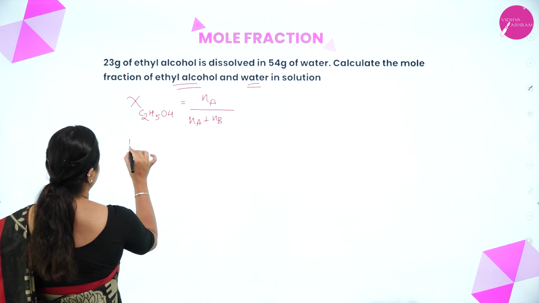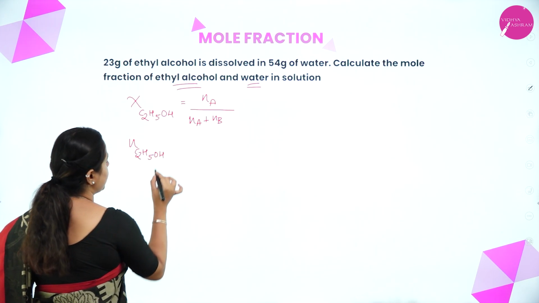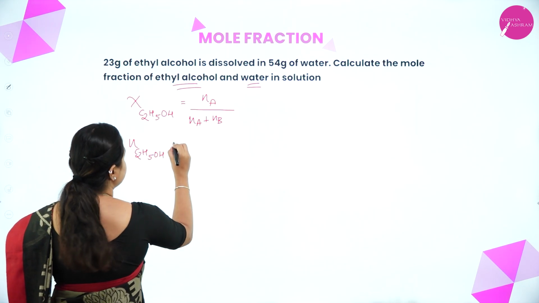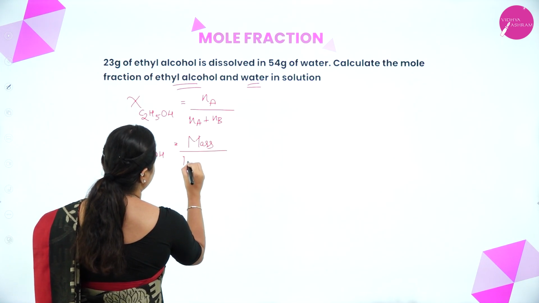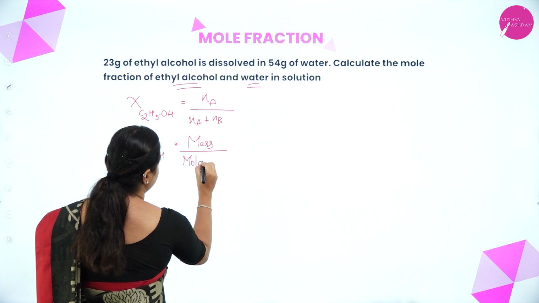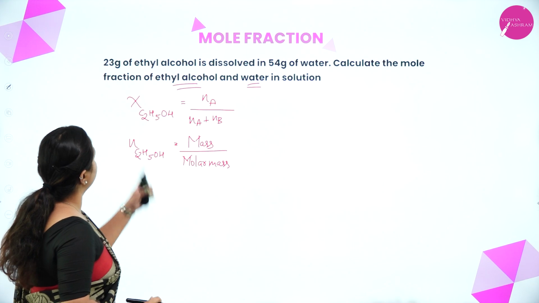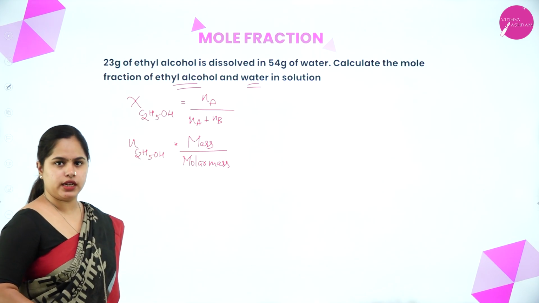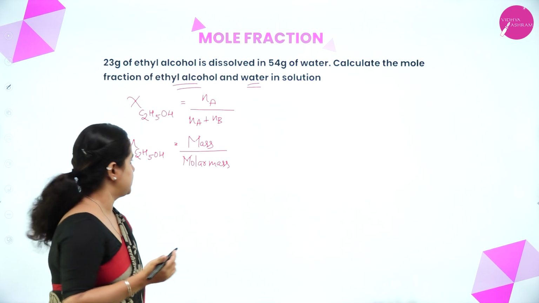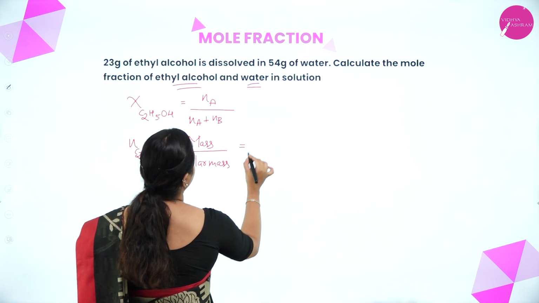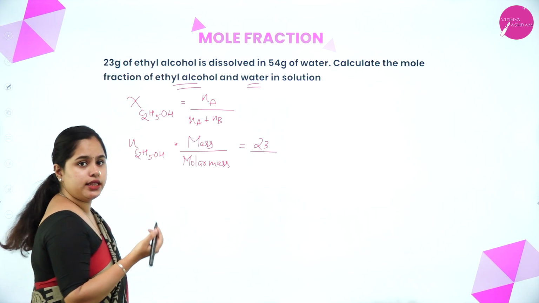So how do I calculate the number of moles of my ethyl alcohol? What's the equation? It is mass by molar mass, right? Mass by molar mass. So mass is given here, that is 23 gram of ethyl alcohol. What is the molar mass? You have to calculate the molar mass, right? So this will be equal to 23 divided by the molar mass of ethyl alcohol.